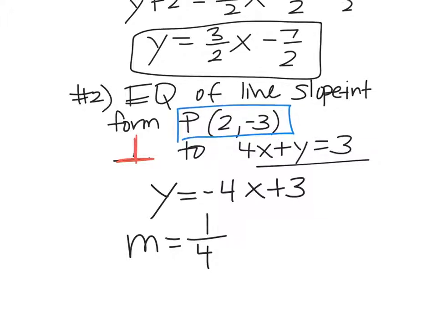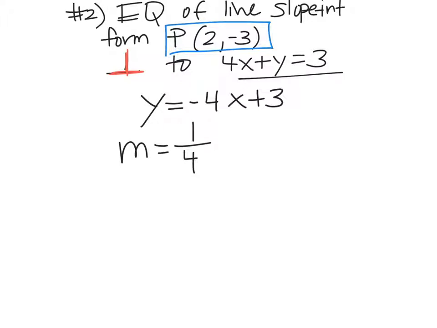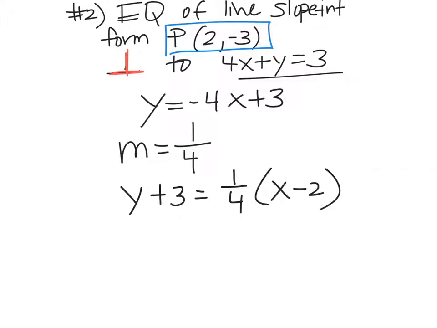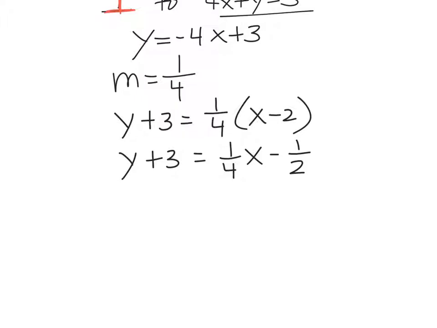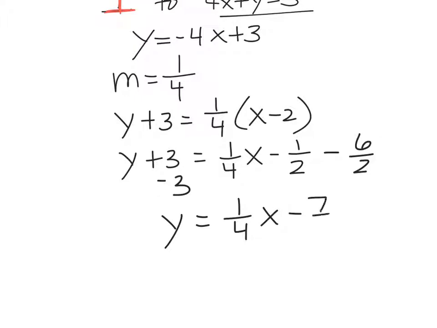All right. And then you know the drill. We're going to go with y plus 3 equals 1/4 x minus 2. And distribute. It would have been nice had I said just leave it in point slope form, but I didn't. 1/4 x. We're going to graph this one on our calculator. And then 1/4 times 2 is 1/2, -1/2. And then subtract 3 to the other side, and subtracting 3 is the same thing as 6/2. So y equals 1/4 x minus 7/2.